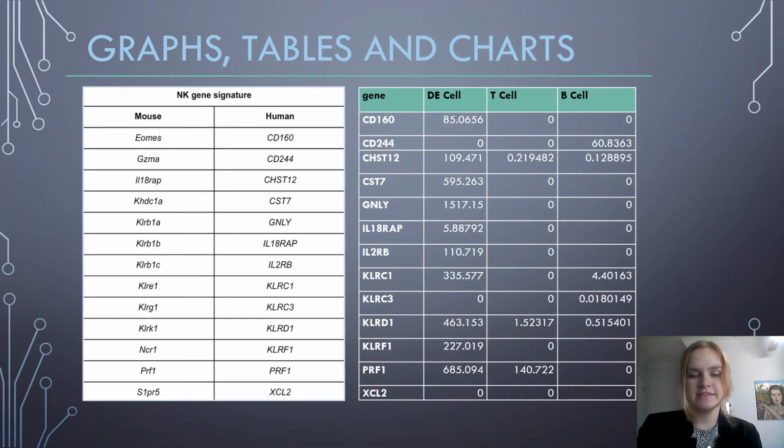Here's the natural killer gene signature being expressed at very high rates by the DE cell, but not so much by the T and B cell. And to note that the NK cell and T cell are very similar in nature. However, the DE cell is showing that it is closer to a natural killer cell rather than a T cell by expressing more of these genes. Specifically, I'd like to point out perforin and some of these chemokines that are being excreted.